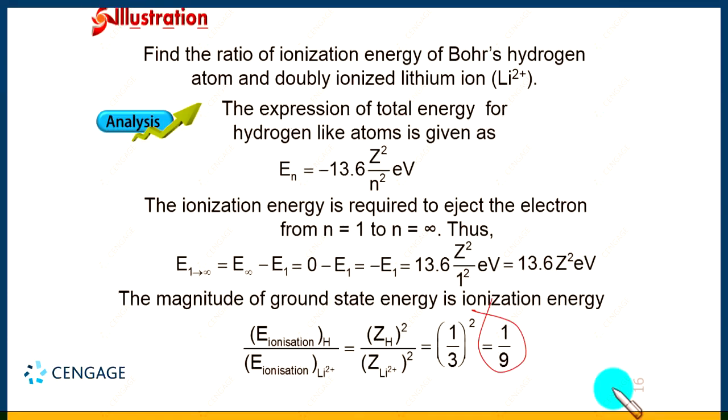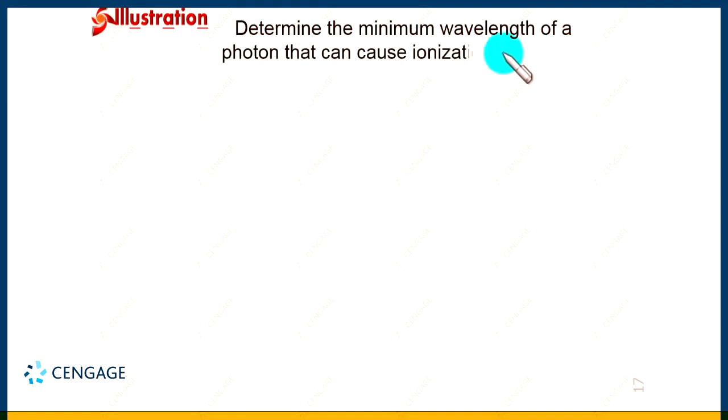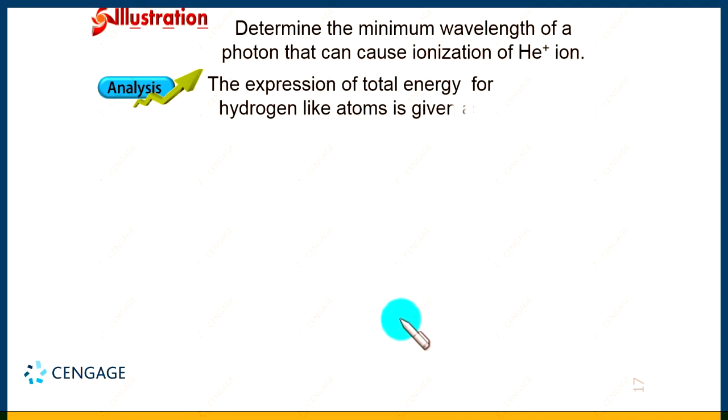Now, let us move to the next illustration. In the next illustration, we need to determine the minimum wavelength of photon that causes ionization of helium ion. And we know the total energy of hydrogen like atom. We can express the total energy with the formula minus 13.6 Z square divided by n square.